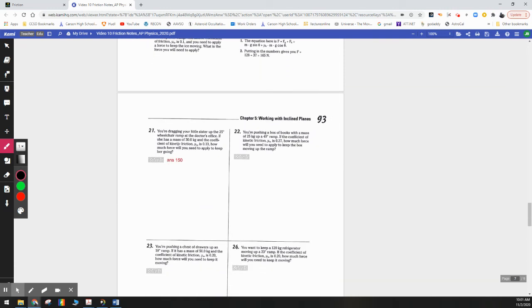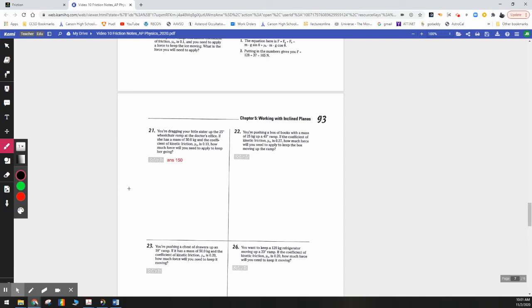It says you're dragging your little sister up a 25-degree wheelchair ramp at the doctor's office. If she has a mass of 30 kilograms and a coefficient of kinetic friction mu k is 0.1, how much force will you need to apply to keep her going?